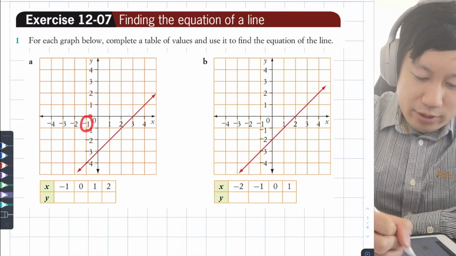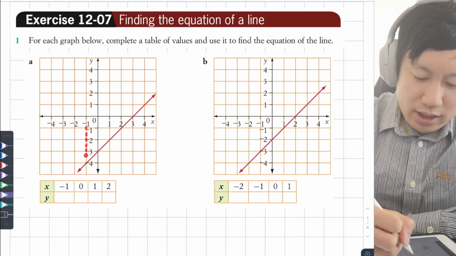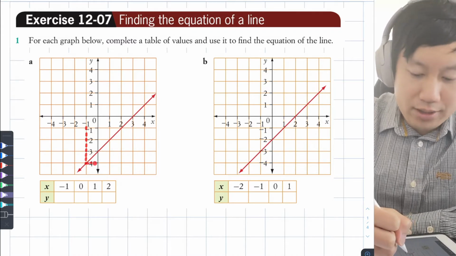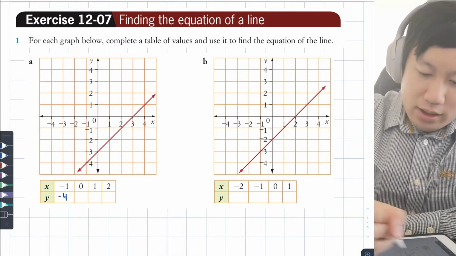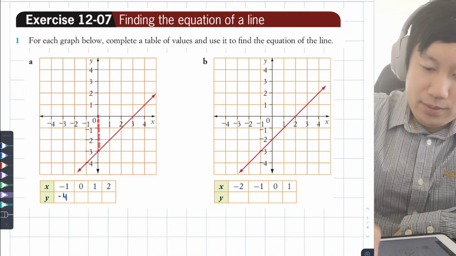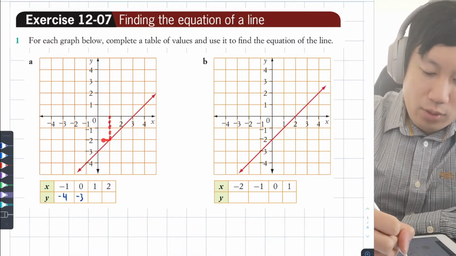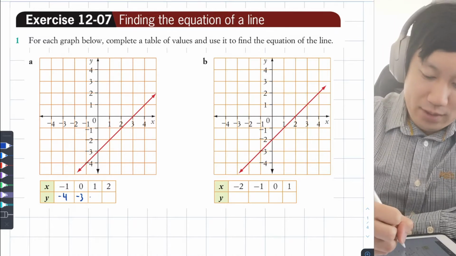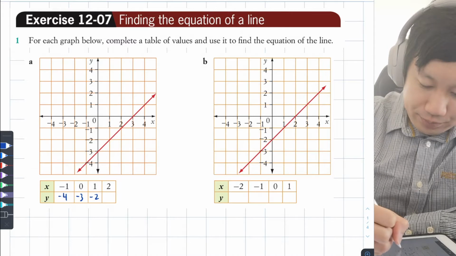So that -1 right there as an x value, if we just go all the way down, hit the red line and go across, we see the number -4. At x equals 0, the y value here is -3, so I'm going to put -3 there. At 1, the y value is -2, and at 2, the y value is -1.